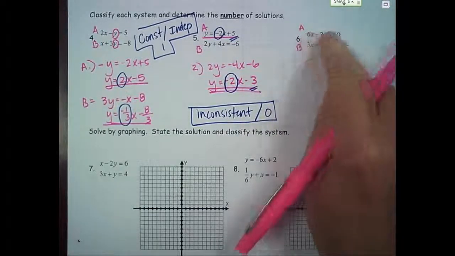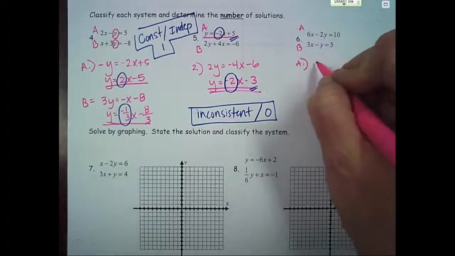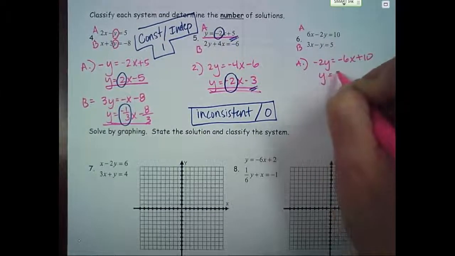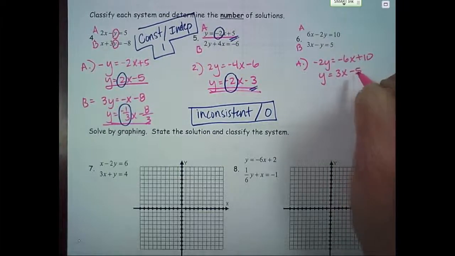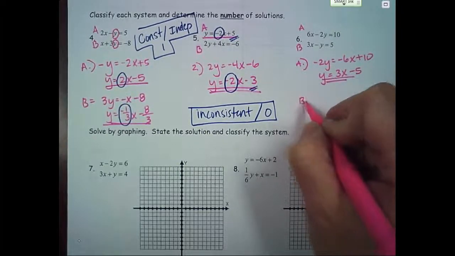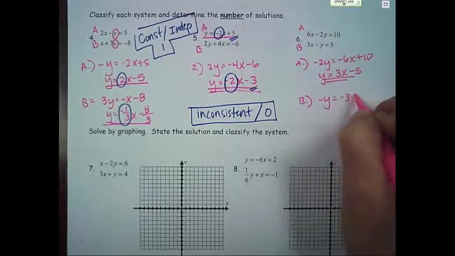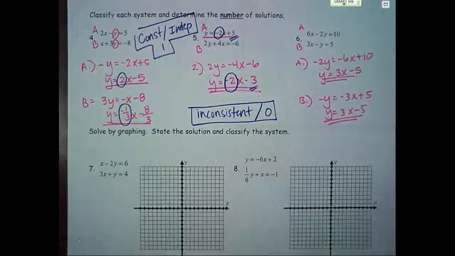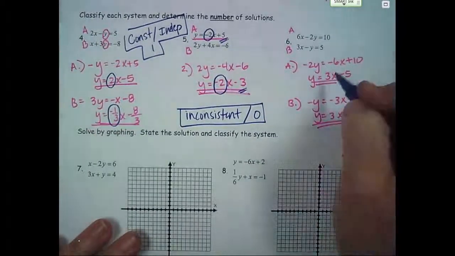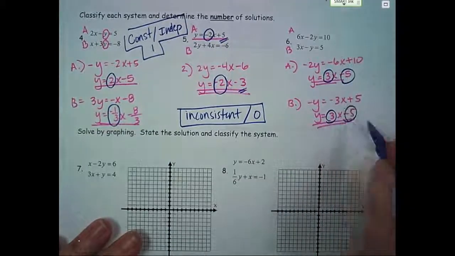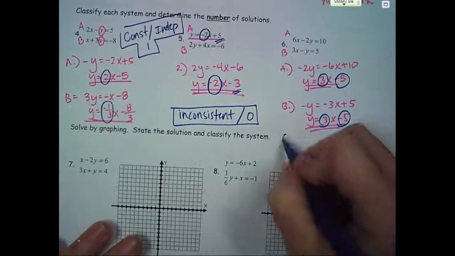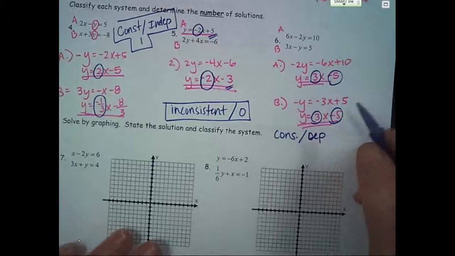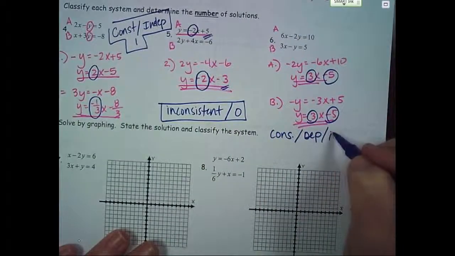Again, solve both for y, so deal with A first. Move your 6x over, and then divide by negative 2. Go to B, move your 3x over. If you look at both of these, they've got the same slope and the same y-intercept, so they are the same exact line, which means they are considered consistent, dependent, and the number of solutions would be infinite.